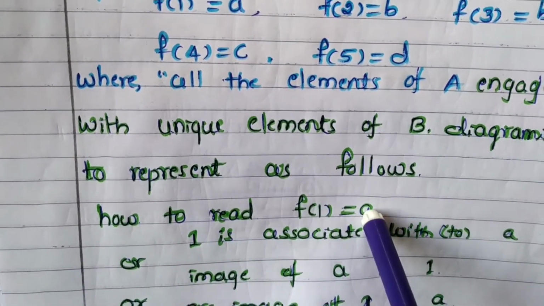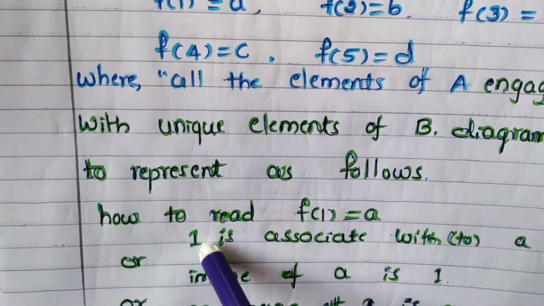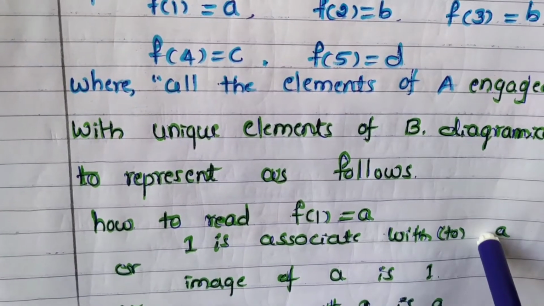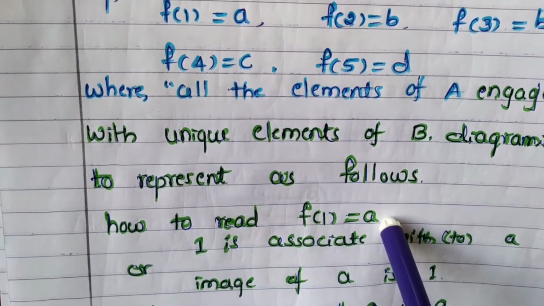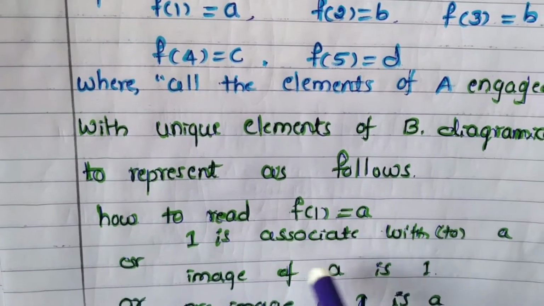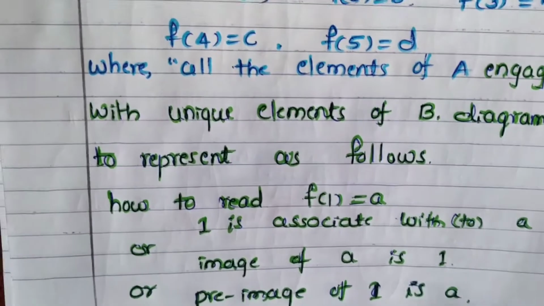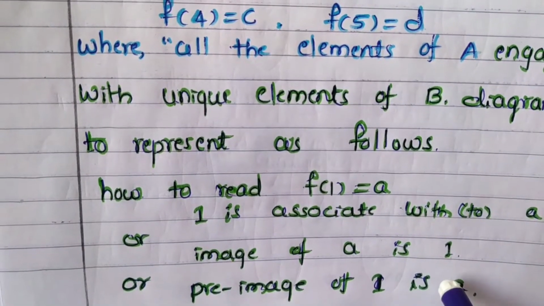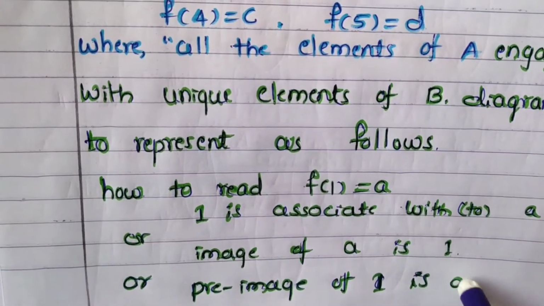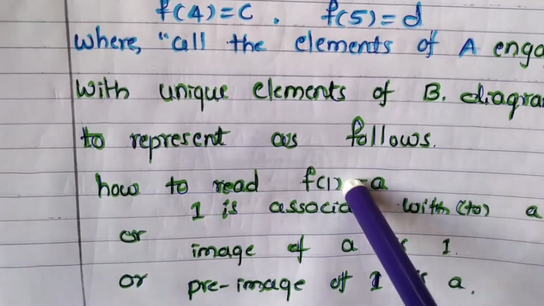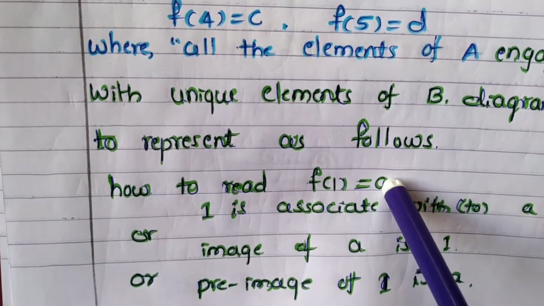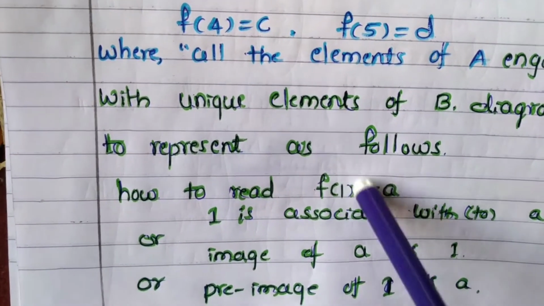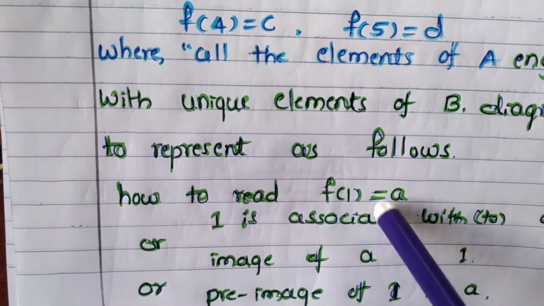How to read this f(1) = a? We read f(1) = a as 1 is associated with a, or the image of 1 is a, or the pre-image of a is 1. In this way, we read f(1) = a.